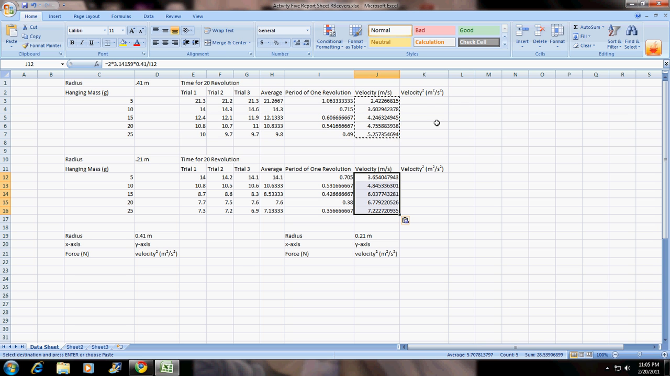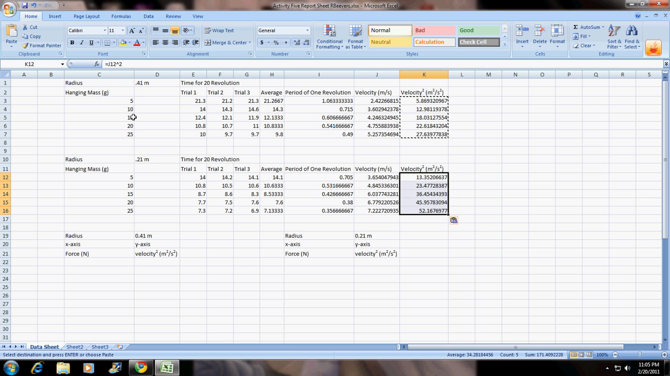Now I need the velocity squared, so I'm going to click here. Again, I need an equation, so I'm going to put equal. I click on the velocity, use a caret, which tells me I need a power, and a 2. That squares the velocity. Right click, drag, copy, click here, paste. So now I have the data for the velocity squared.